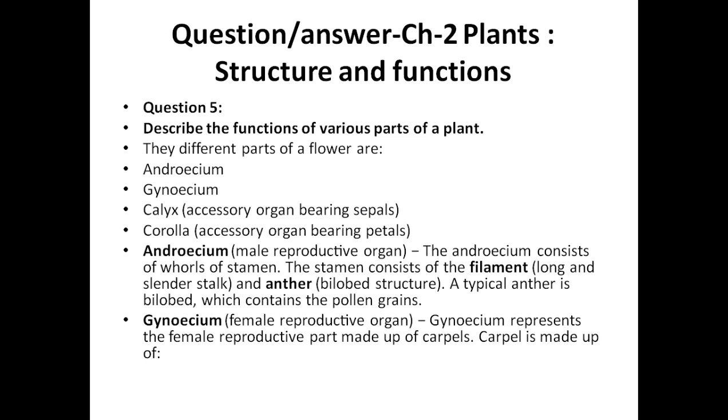Now, what is the question? Describe the function of various parts of a plant. So, what are the various parts of the plant? We have done this lots of times. The different parts of the flower are androecium, gynoecium, calyx, corolla. Androecium is the male reproductive organ. The androecium consists of a whorl of stamens. The stamen consists of the filament, a long and cylindrical stalk, and the anther, a bilobed structure, which contains the pollen grains.